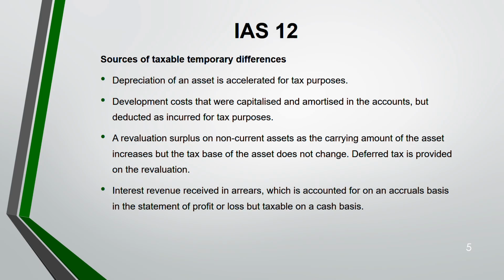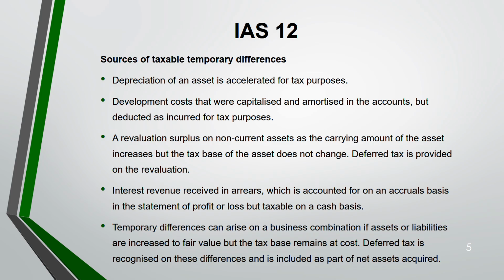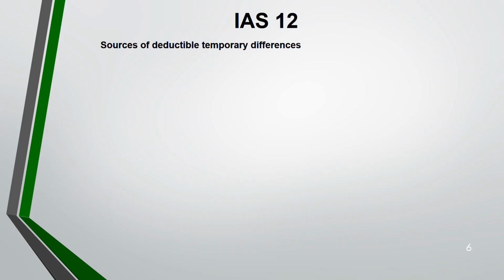Next, interest revenue received in arrears, which is accounted for on an accrual basis, but taxable on a cash basis. So again, there will be a difference between the carrying amount and the tax base, because one is on accrual basis, one is on cash basis. Then temporary differences that arise on business combination. If assets or liabilities are increased to fair value, but tax base remains at cost, then deferred tax will be recognized on that difference, which will be included as a part of net assets acquired.